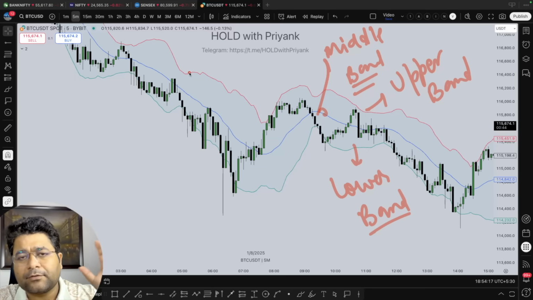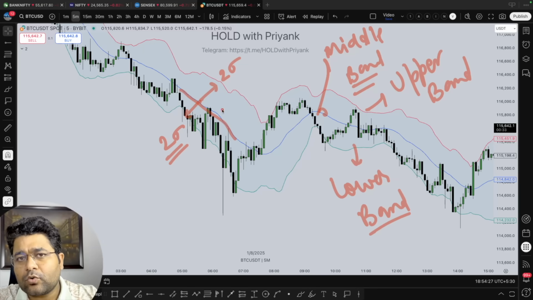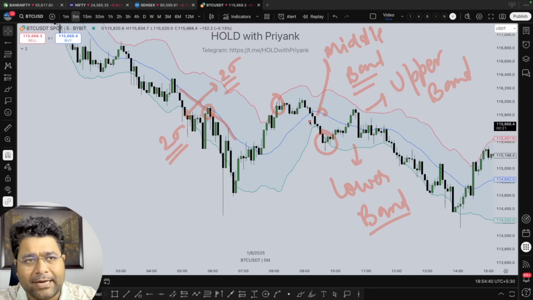There are two bands which are outside the price. The center one is the moving average and this distance is 2 sigma and this distance is 2 sigma. So these bands at 2 sigma distance from the moving average work as resistance and as support, and we are going to use them to make a strategy which is going to help you a lot. So let's go ahead and understand it better.